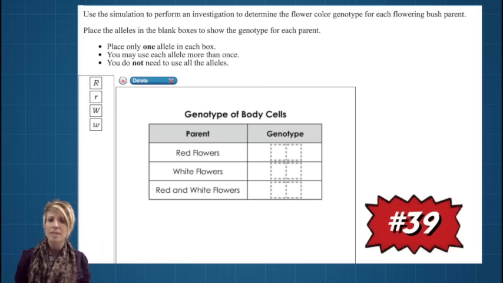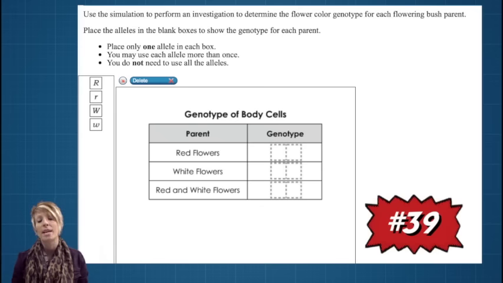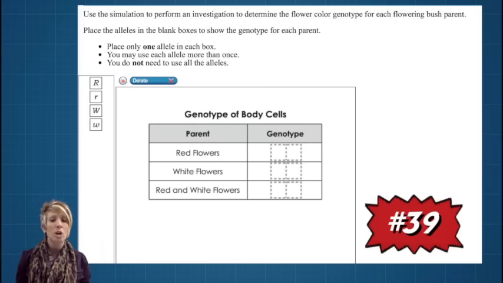Now we can see on the left-hand side there, we've got a big R, a little R, a big W, and a little W. Knowing what we've talked about, I want you to go in right now and write what would be the genotype for the red flowers parent, the white flowers parent, and the red and white flowers parent.